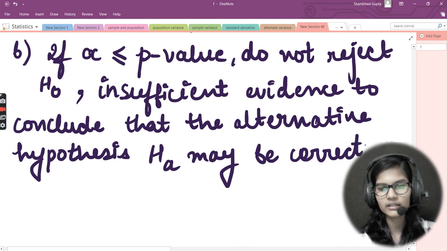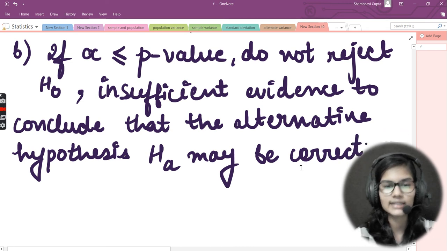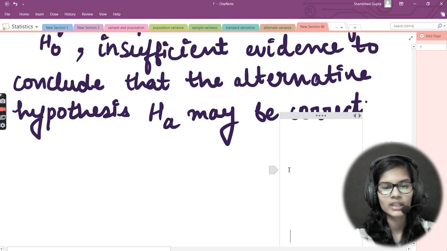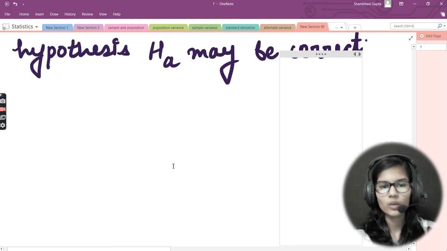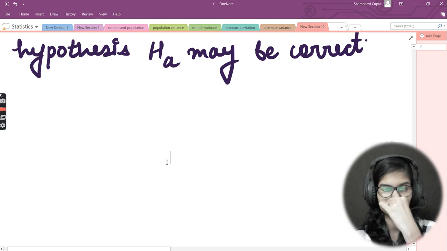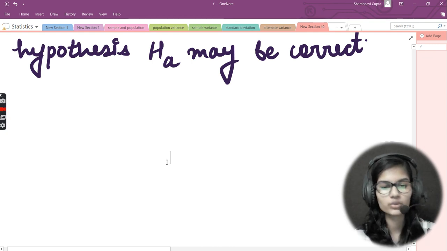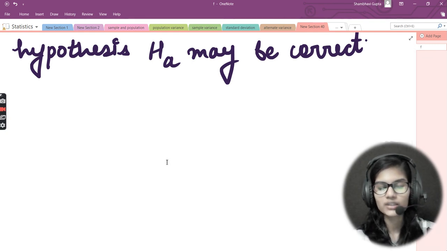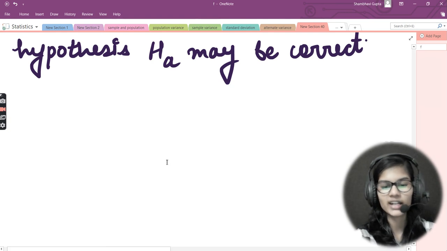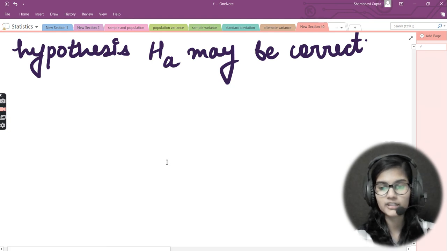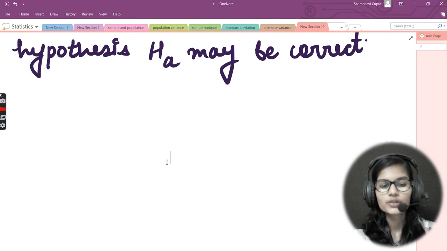This is the second decision which we actually have. Now what happens when you do not reject H naught? When you do not reject H naught, it does not mean that you should believe that H naught is true. Please listen to my words very carefully, because I'm not going to write that out. Whenever you do not reject H naught, it does not mean that you should believe that H naught is true.